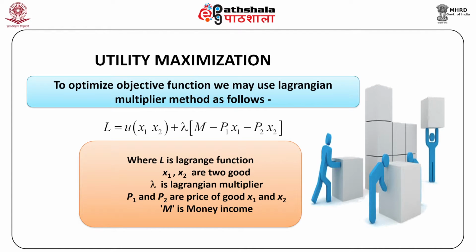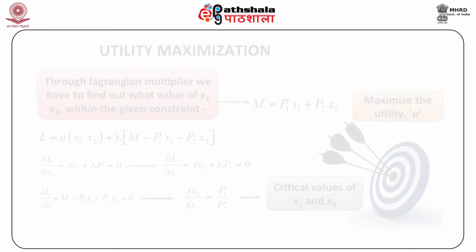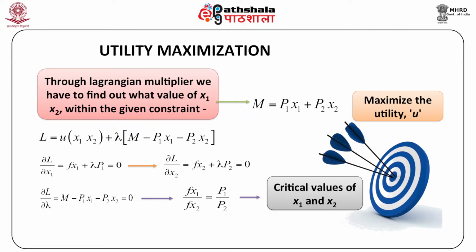To optimize the objective function, we may use the Lagrangian multiplier method as follows. L is equal to U(x1, x2) plus lambda (M minus P1 x1 minus P2 x2). This is denoted as equation number 3, where L is the Lagrange function, x1 and x2 are two goods, lambda is the Lagrangian multiplier, P1 and P2 are prices of goods x1 and x2, and M is the money income. From equation 3, through the Lagrangian multiplier, we have to find out what values of x1 and x2 satisfy the given constraint M is equal to P1 x1 plus P2 x2.